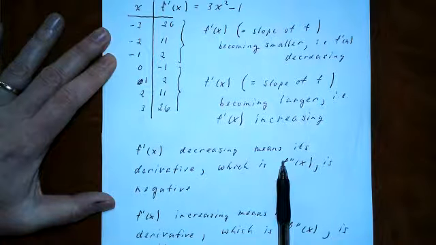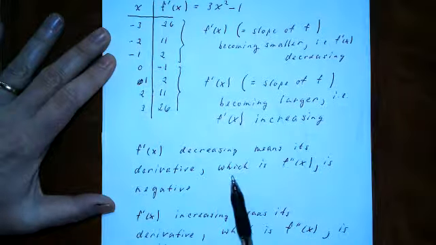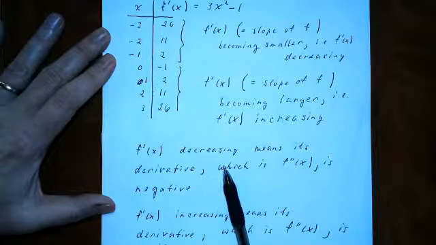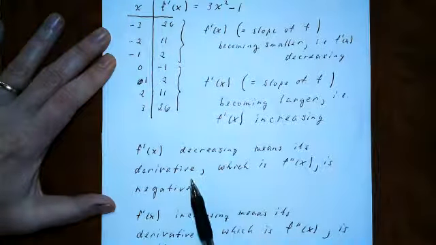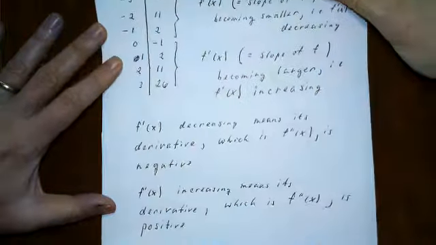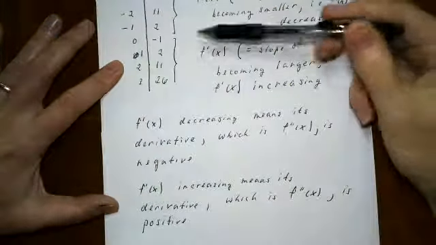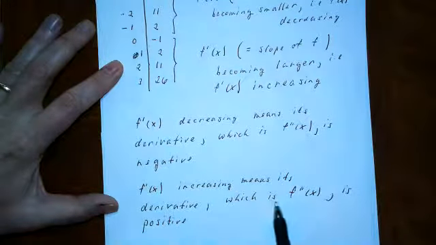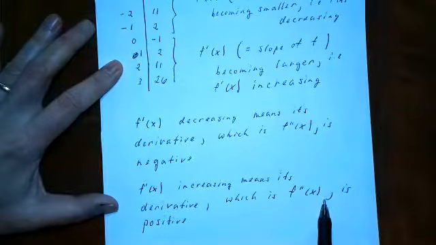F prime of x decreasing means its derivative, which is f double prime of x, is negative. Whenever a function is decreasing, its derivative is negative. Likewise, if the function f prime of x is increasing, as is the case in here, that means its derivative, which is f double prime of x, is positive.